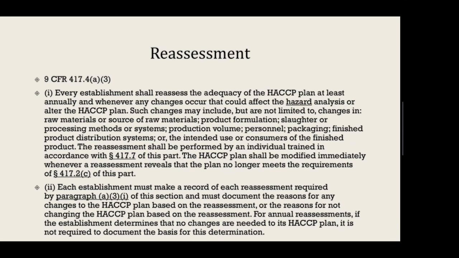The reassessment shall be performed by an individual trained in accordance with 417.7 of this part. The HACCP plan shall be modified immediately whenever a reassessment reveals that the plan no longer meets the requirements of 417.2(c) of this part. Each establishment must make a record of each reassessment required by paragraph (a)(3)(i) of this section and must document the reasons for any changes to the HACCP plan based on the reassessment, or the reasons for not changing the HACCP plan based on the reassessment. For annual reassessments, if the establishment determines that no changes are needed to its HACCP plan, it is not required to document the basis for this determination.